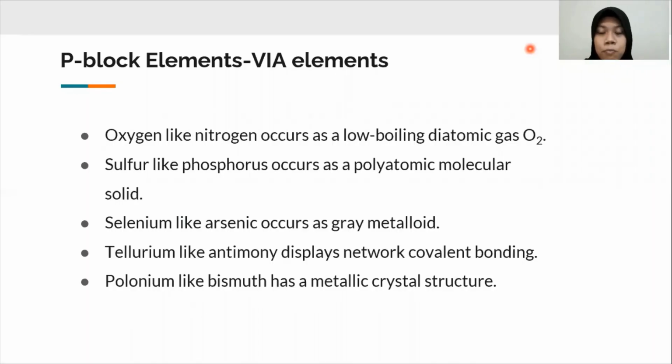So before we go more deeply into group 16 of the periodic table, let's see the overview of this group. In this group, it consists of 5 elements, which are oxygen, sulfur, selenium, tellurium, and polonium.